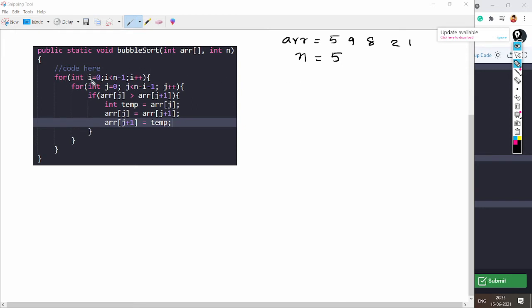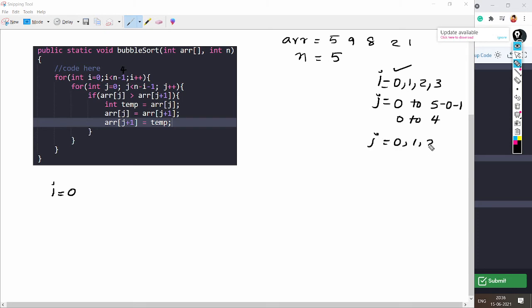So first of all, here my i runs from 0 to n minus 1, meaning i will be 0, 1, 2, 3. n minus 1 means here 4, so i less than 4 means up to 3. So 0, 1, 2, 3. Now if I choose my i as 0, my j will run from 0 to n minus i minus 1, meaning 5 minus 0 minus 1, that is 4, so j will be 0, 1, 2, 3.